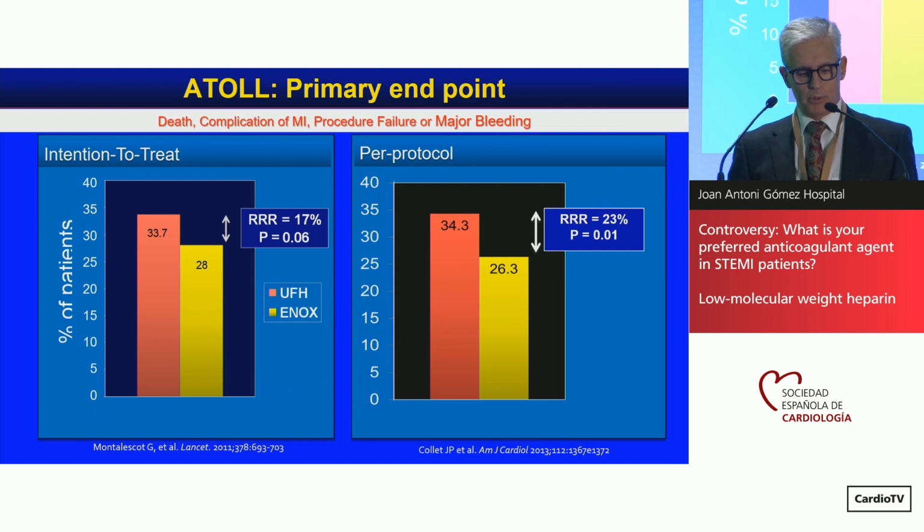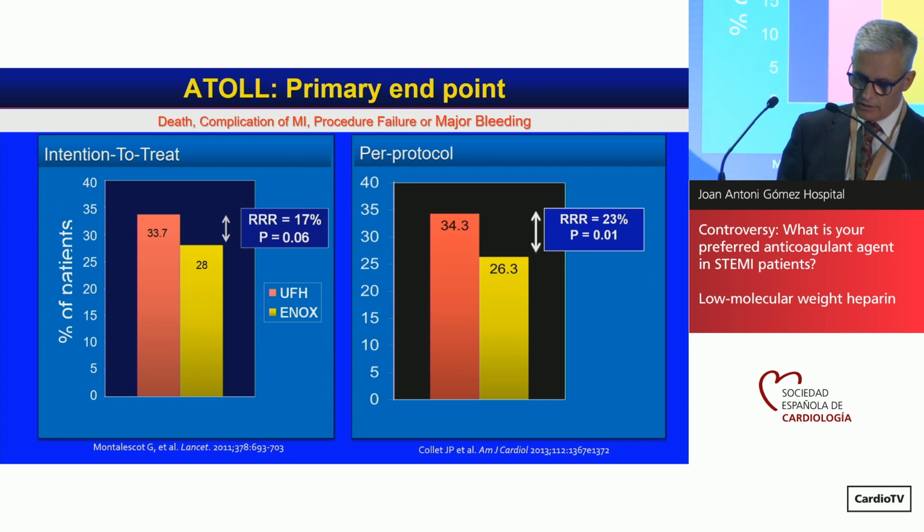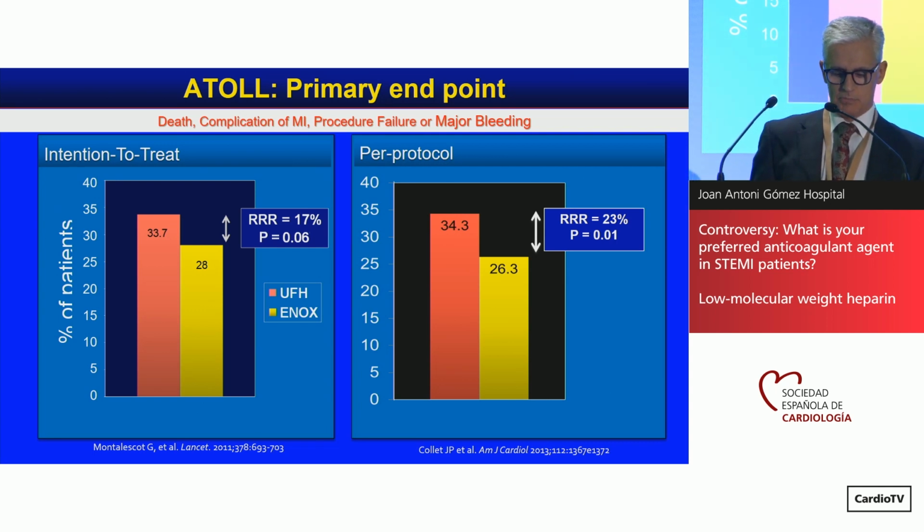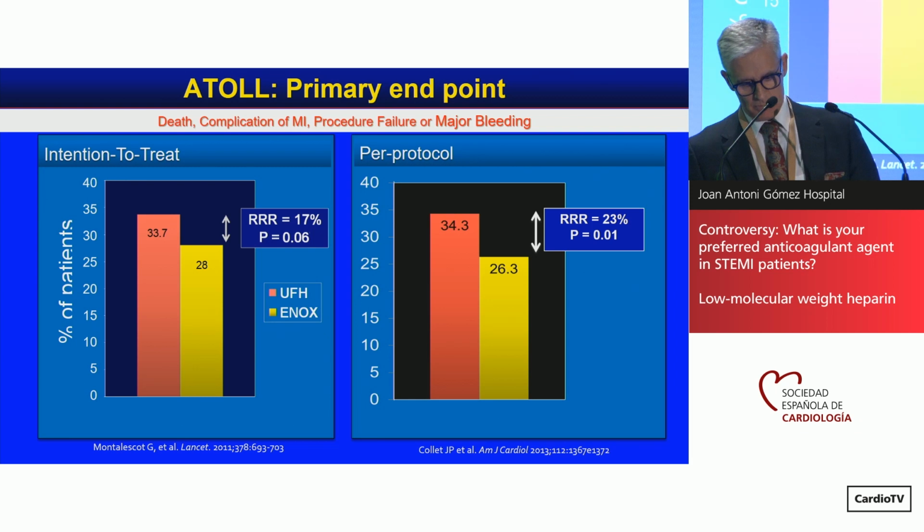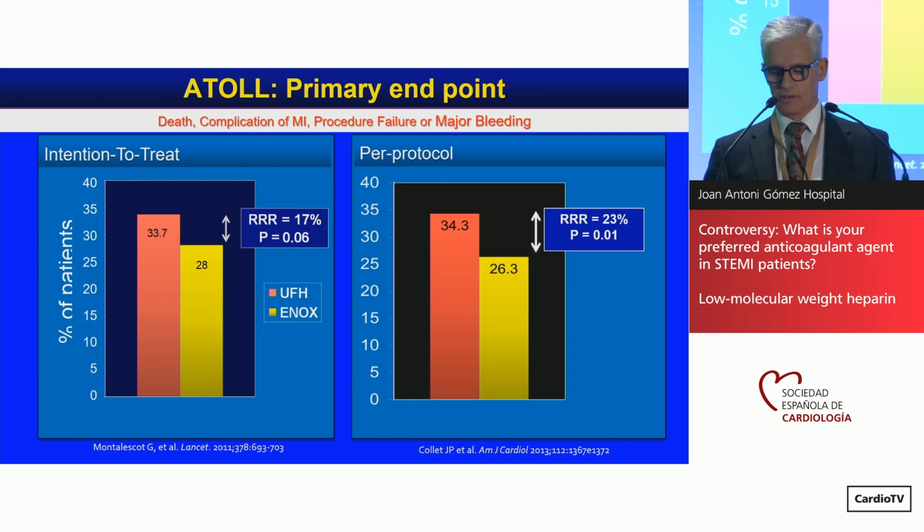the primary endpoint, remember, was death, complication, MI, procedure failure, or major bleeding. There's not a significant difference, but a very important trend to have a benefit for those patients treated with enoxaparin in front of those patients treated with unfractionated heparin. When we analyze per protocol treatment received, there is a clear benefit with a significant reduction of this primary endpoint.